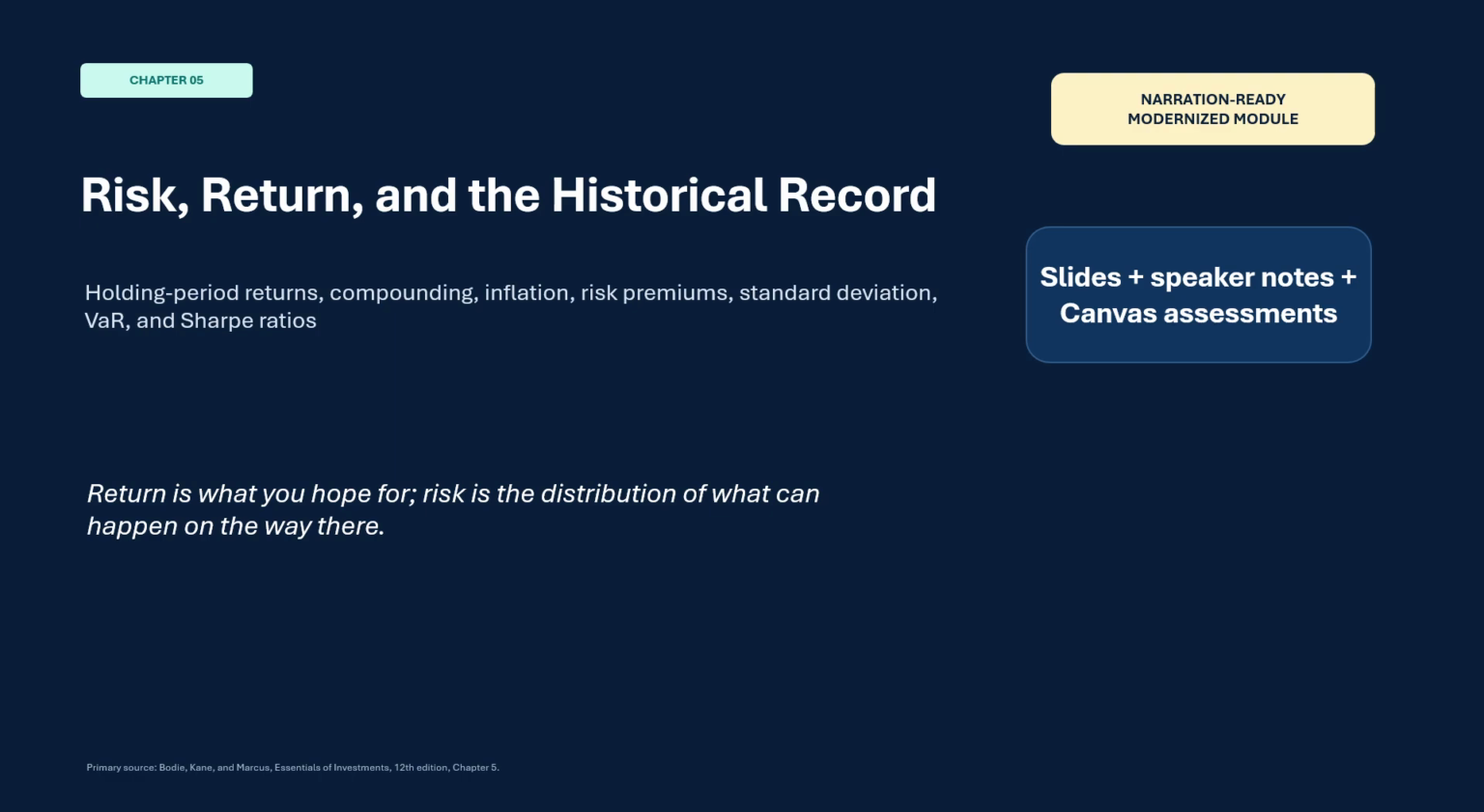Welcome to Chapter 5, Risk, Return, and the Historical Record. This is where the investments course starts putting numbers around two words that get used very casually: return and risk. Return is what we hope to earn. Risk is the range of outcomes we may have to live through before the final number arrives.